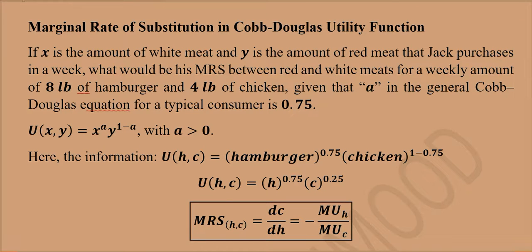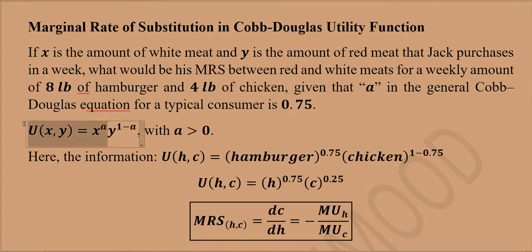In this video, we will try to calculate the marginal rate of substitution, that is MRS, of a Cobb-Douglas utility function. Let us do this with the help of an example. We are assuming that there are two goods which are hamburger and chicken. So if we have these two goods, we can develop a Cobb-Douglas utility function from it, and when we do, we usually follow this standard form which is mentioned here.